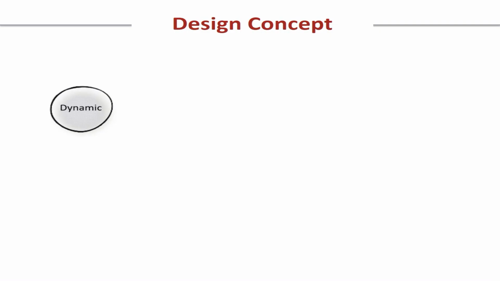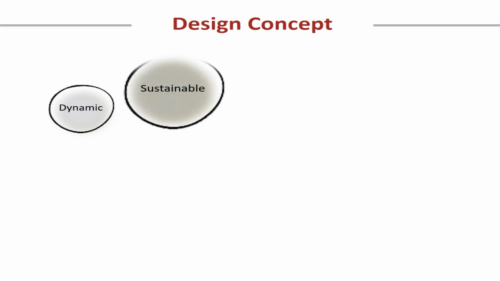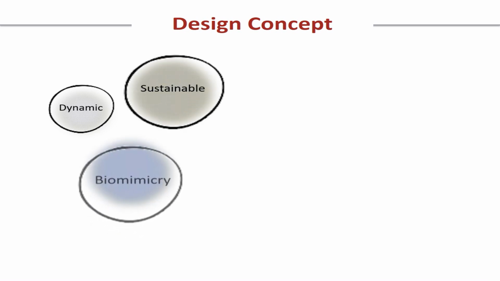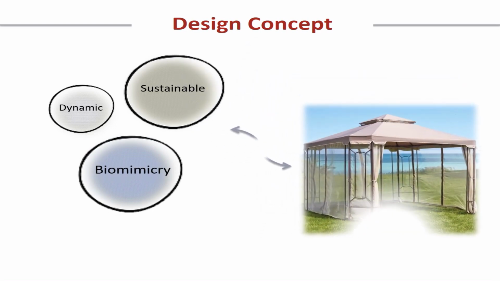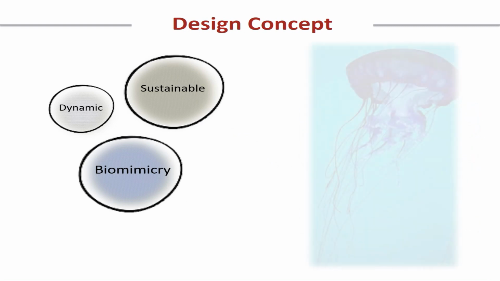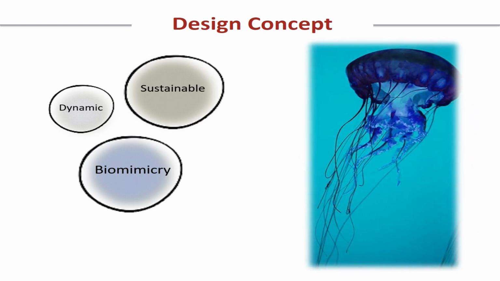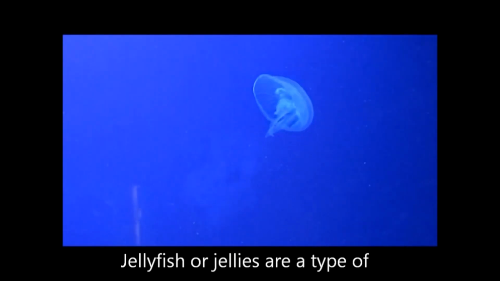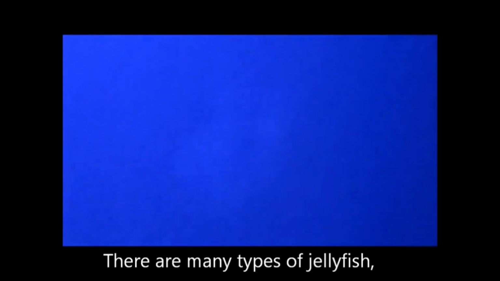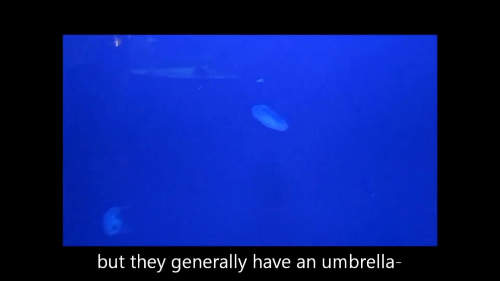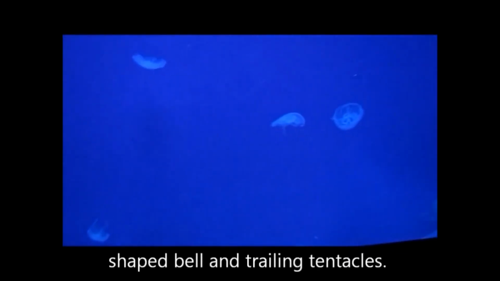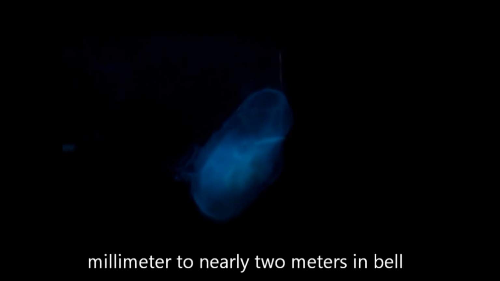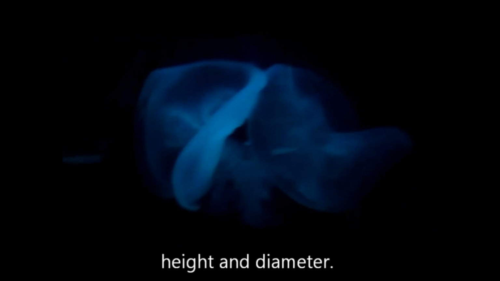In order to have a dynamic, sustainable, and biomimicry pavilion design rather than a normal and rigid one, we tried to come up with a new and unique concept for our design, which is the jellyfish. Jellyfish, or jellies, are a type of invertebrate marine animal. There are many types of jellyfish, but they generally have an umbrella-shaped bell and trailing tentacles. Their sizes range from 1 mm to nearly 2 meters in bell height and diameter.